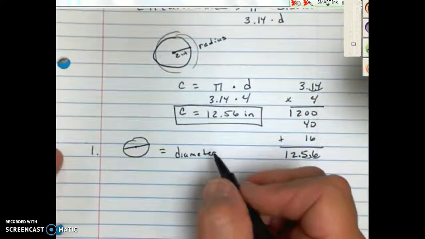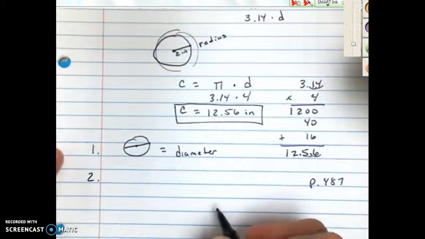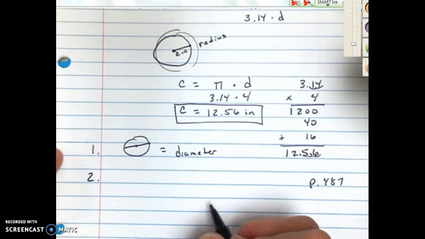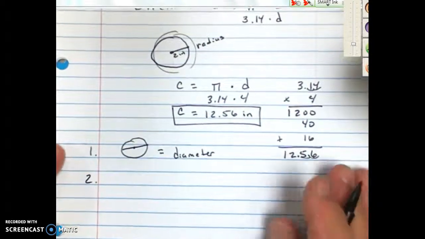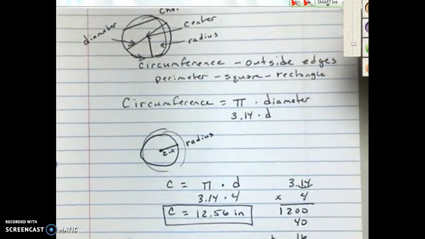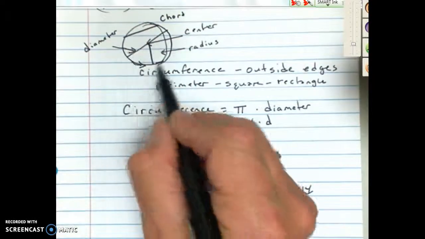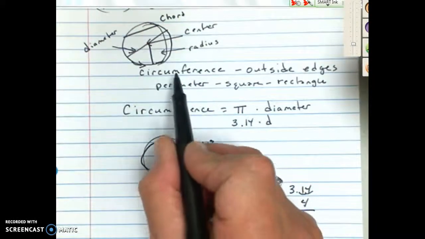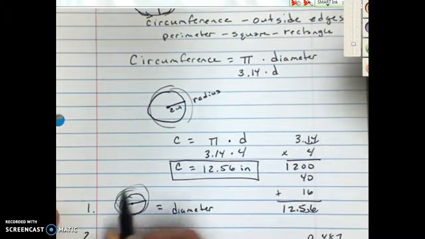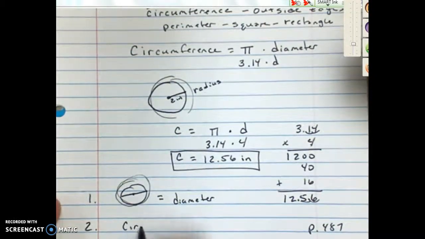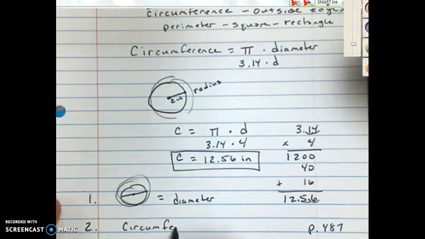And again, stop and pause if you need to. Number 2, the distance around a circle is the what? If you go back up to your notes, we said the distance around the outside edges is called the circumference. So all the way around this circle is the circumference. Make sure you spell it correctly.